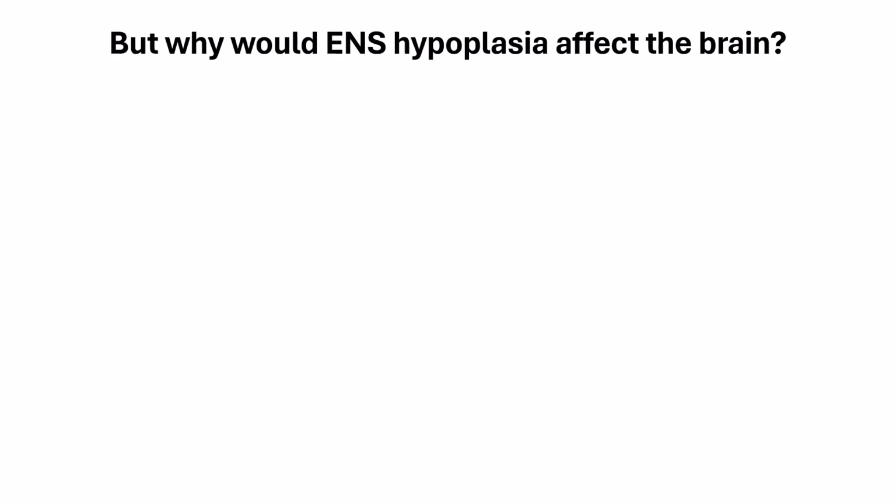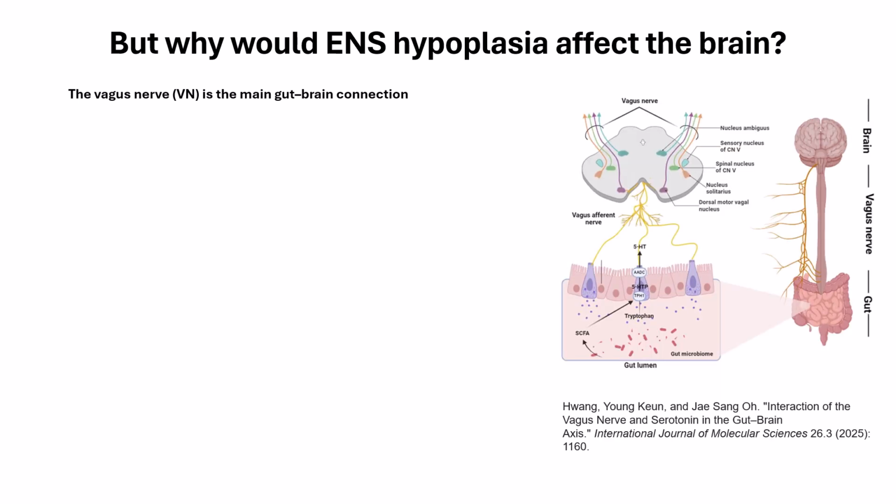But before we talk about that, the next natural question would be, well, okay, we have this observation in mice that a small ENS, a small enteric nervous system, is somehow affecting the brain, and that is correlated with actual issues with cognitive processing. How? Well, the mechanistic link, just physically, seems to be the vagus nerve, and it seems to be the main gut-brain connection. This is a figure from a recent paper that came out.